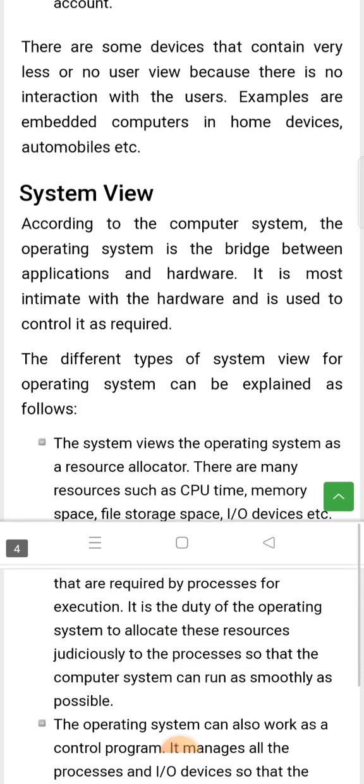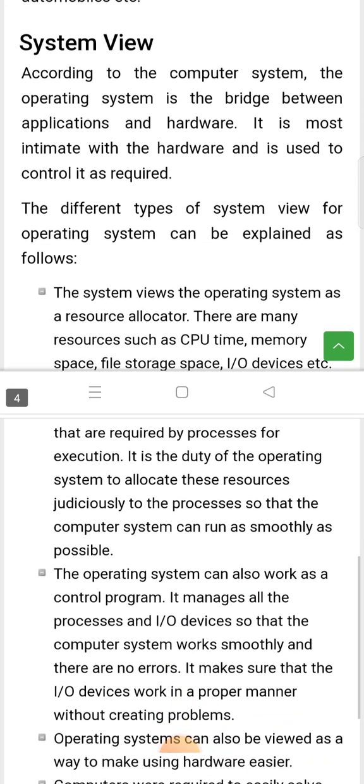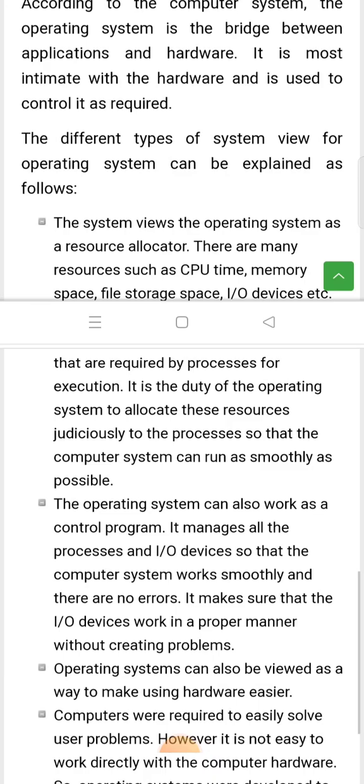Let's have the system view. What is the system view? According to the computer system, the operating system is the bridge between applications and hardware. It is most intimate with the hardware and is used to control it as required. The different types of system view for an operating system can be explained as follows. The system views the operating system as a resource allocator.